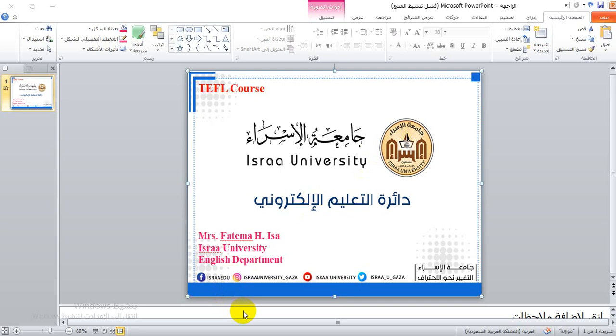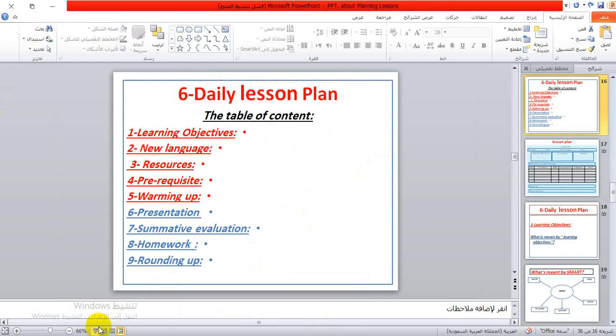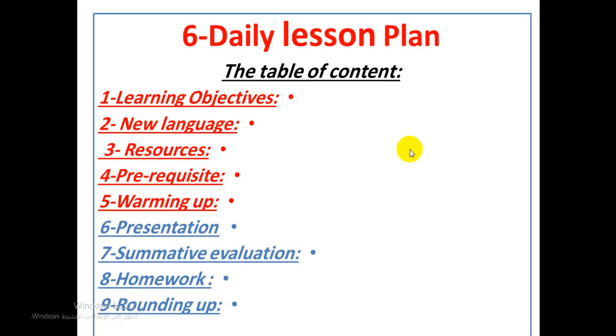Let's discuss the second part of chapter 12, which is about the daily lesson plan. Here is the table of contents. The daily plan usually begins with a table of contents that includes learning objectives, new language, resources, prerequisites, warming up, presentation, summative evaluation, homework, and rounding up.